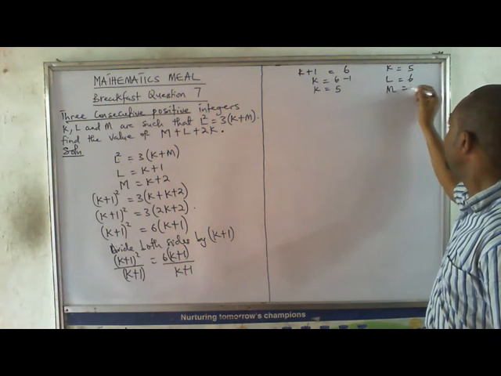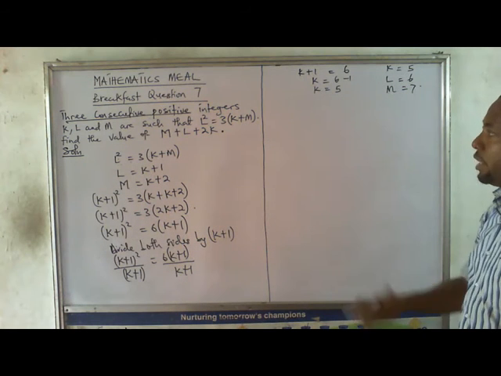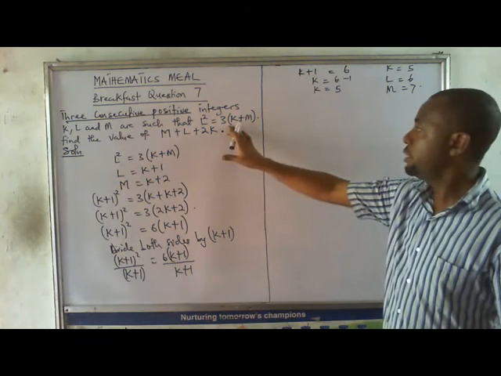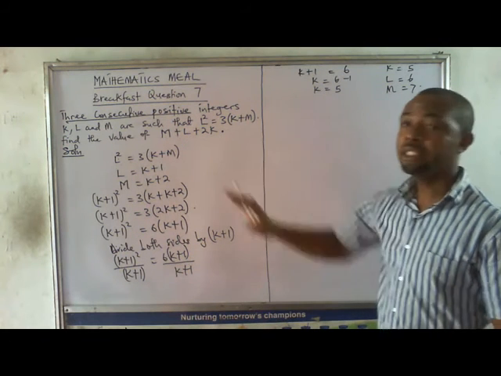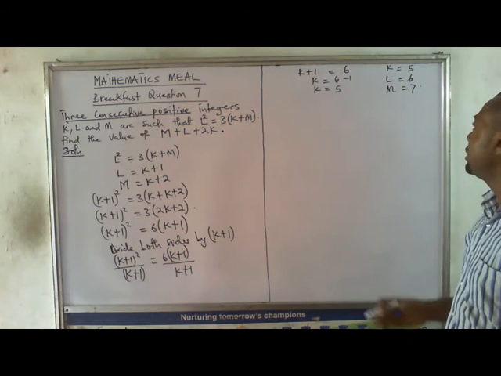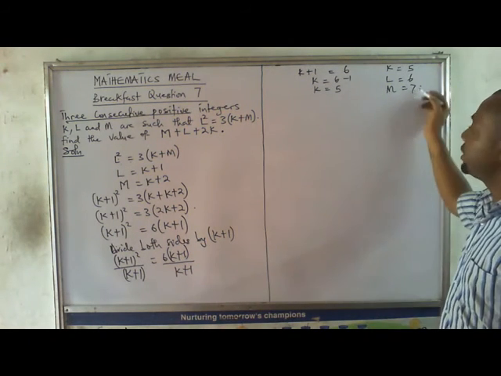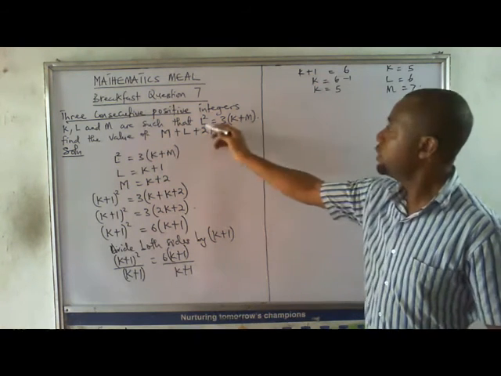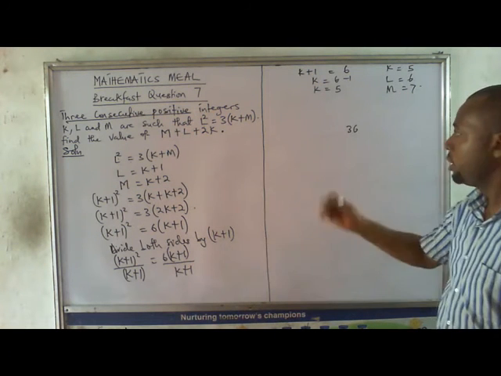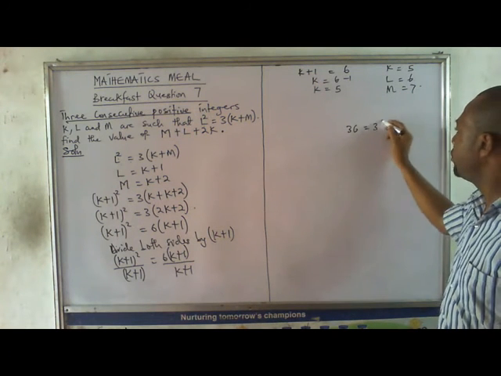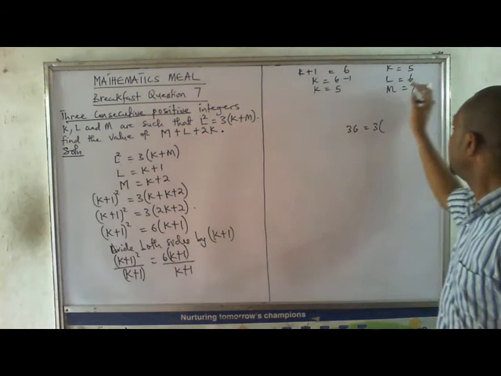5 plus 2, which is what? 7. And if you check that relation, before we now find this, let's see the relationship now. 5, 6, 7. L is 6. 6 squared is 36. We are just trying to test. Let's see whether it will be equal to this.